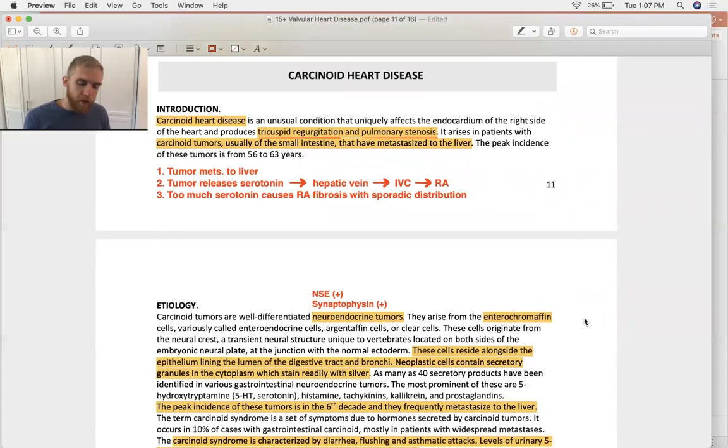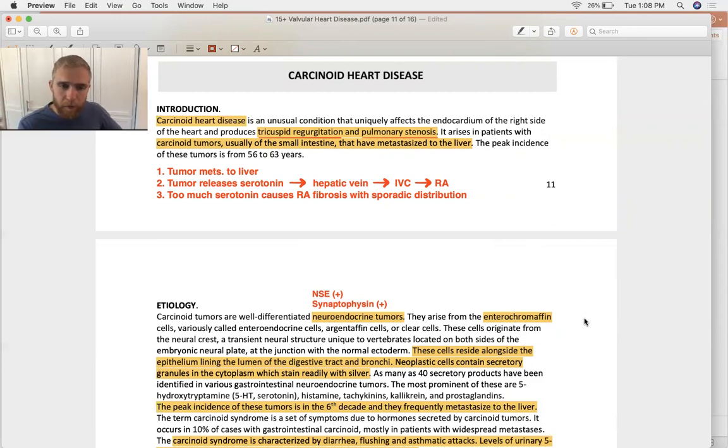Carcinoid heart disease. Now for something way different. This is an etiology of tricuspid regurgitation and pulmonary stenosis. So there's two different disease processes affecting two different valves here, and both are caused by the same underlying pathology. And in a nutshell, it's called carcinoid heart disease because it's closely related to cancer.